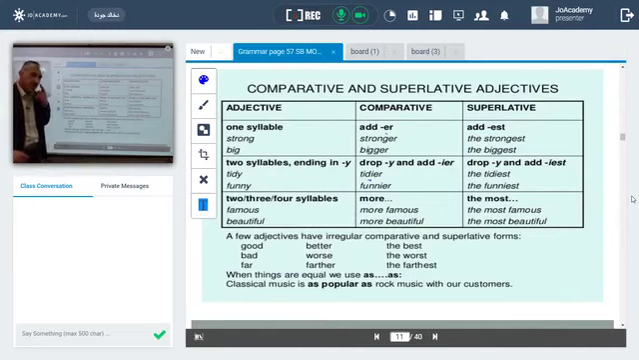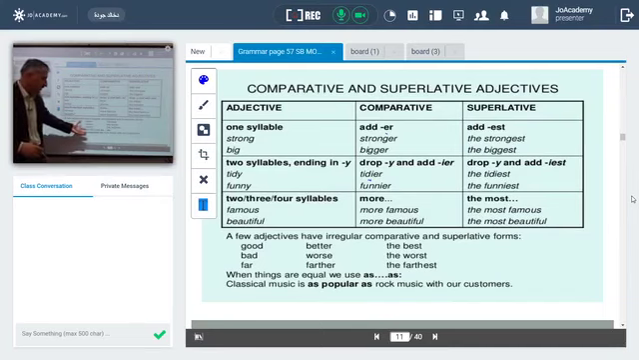Bad means سيء, and if I want to make it أسوأ, I say worse. So he is worse than his friend. Then we have the word far. Far means بعيد. I want to say أبعد. We say farther. Farther means أبعد. So these are irregular adjectives. You need to know them, memorize them, because they don't follow the rule.